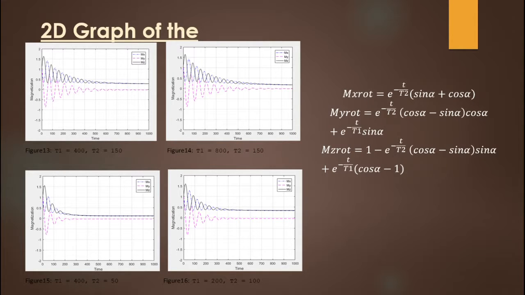For example 3, Mx is affected by T2, My and Mz are both affected by T1 and T2, and these figures and the formulas show it.